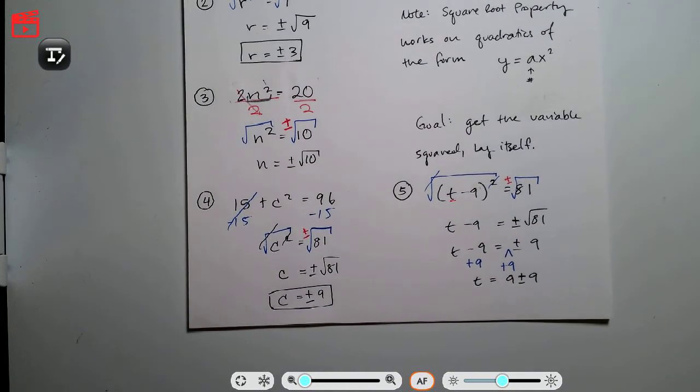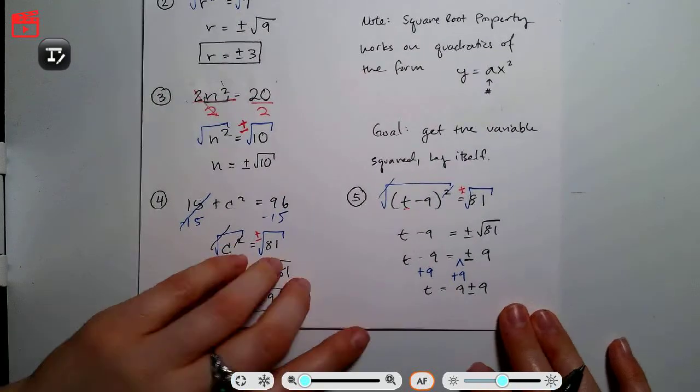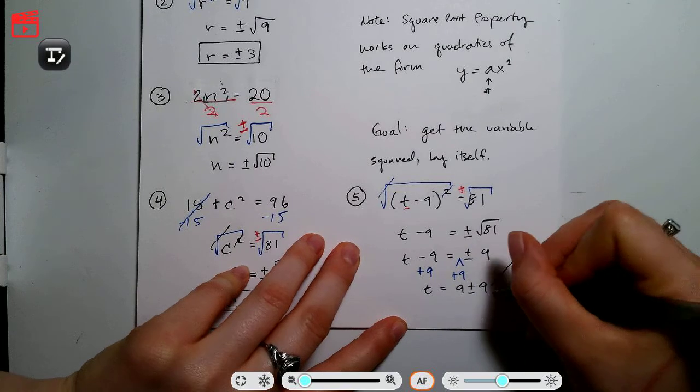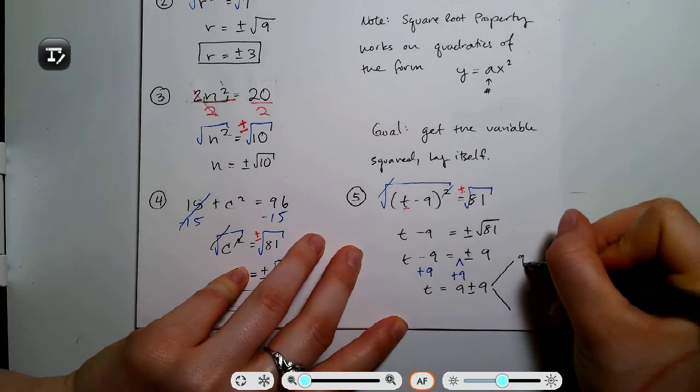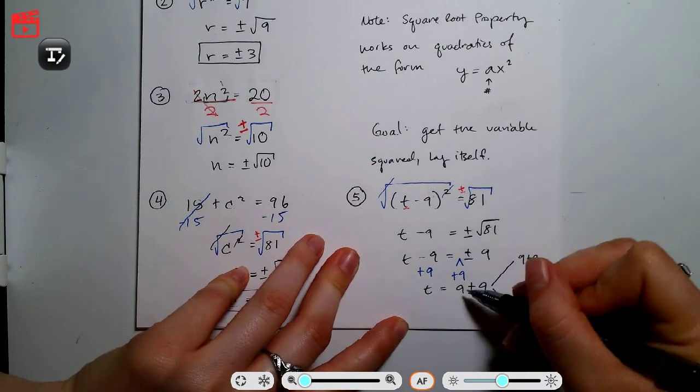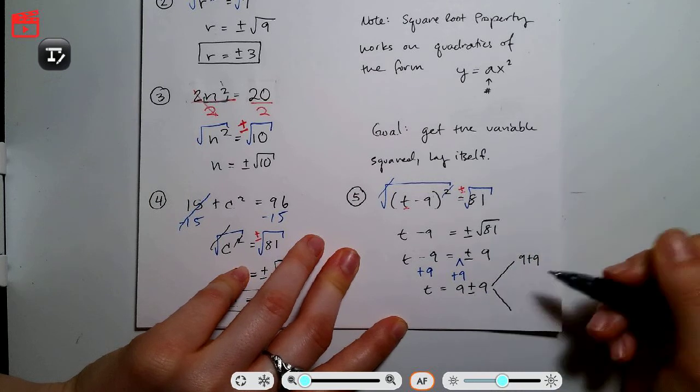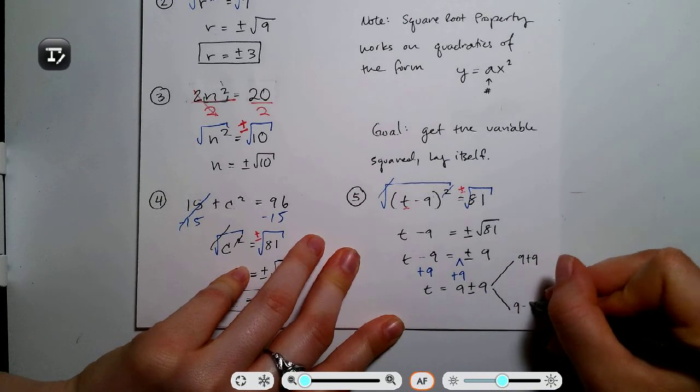Now that's kind of weird. We have 9 plus or minus 9. How would I write that out? Well, I'm going to squeeze it in on the side. I have two options. I have 9 plus 9 and 9 minus 9. Two answers. Remember, we got two answers going on.